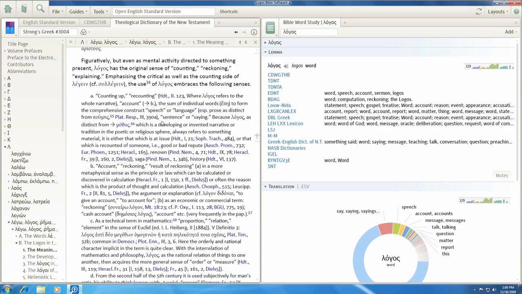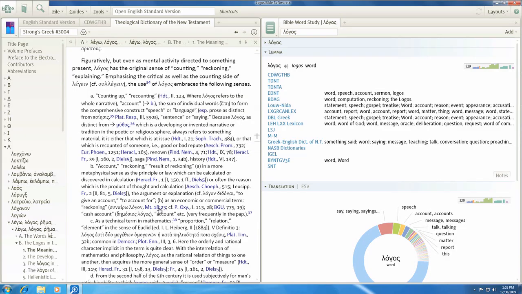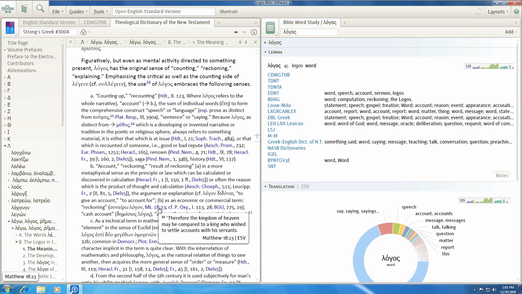What makes TDNT very useful is that it actually has a lot of primary source material. Like you'll find literature referred to that is outside the Bible to give you an understanding of how this word was used in other cultures outside the New Testament. At the same time, you'll find New Testament references also, for example, this from Matthew 18:23, where logos is used, perhaps as an economic or commercial term. But you can also see how the word is used in greater detail in the New Testament.